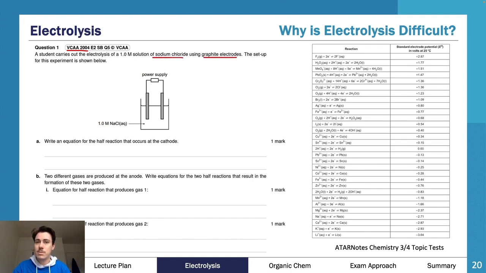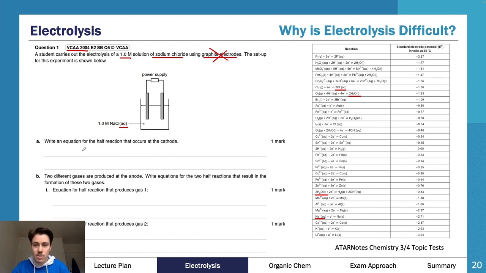So a couple of things from that. Graphite electrodes, these are inert. So these are not going to do anything to affect what's going on, but this will. So I have sodium chloride, I have sodium, and really important, it's 1 molar. I therefore have, and it says here, aqueous, I therefore have water and water. So I have these 4 things.